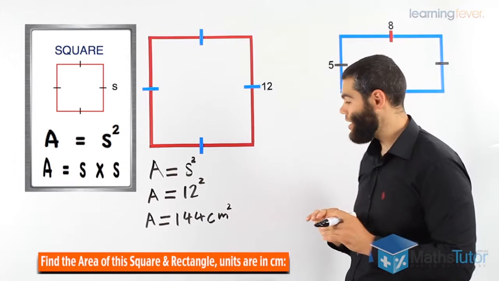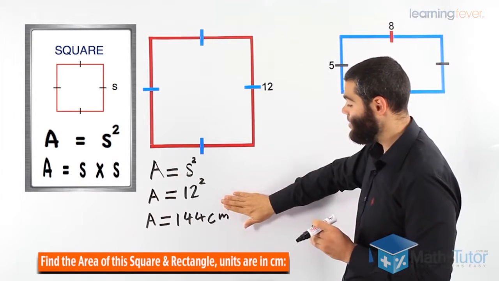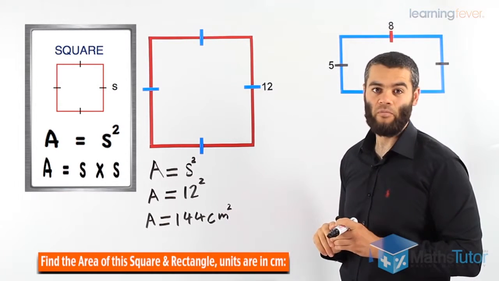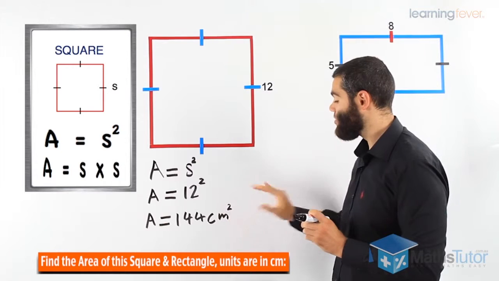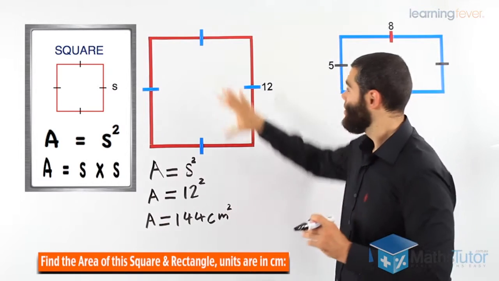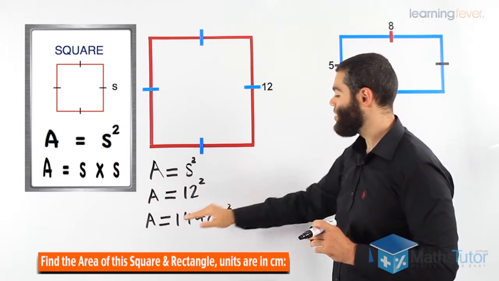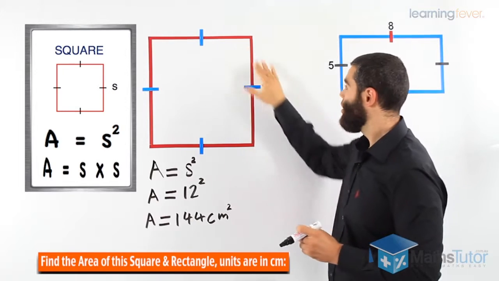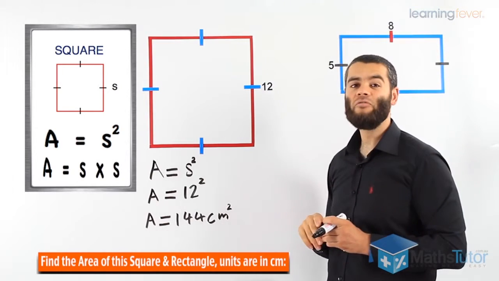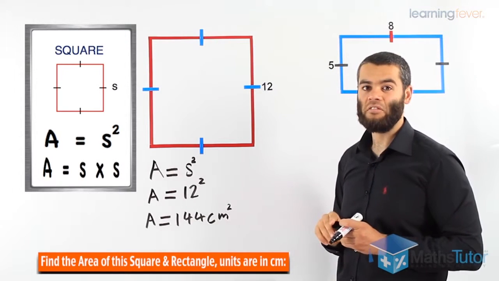144 square centimeters. Be careful, you don't just write down centimeters, because 144 centimeters means just a length of 144. When we write centimeters squared or square centimeters, we're actually saying this is the area inside of a shape. In this case, it's the area inside of this square. 12 by 12 means 144 square centimeters inside this square.